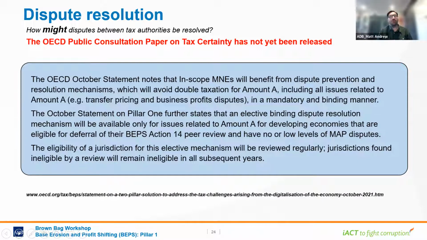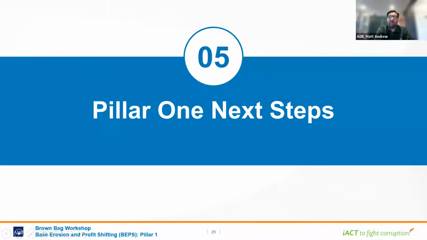And then we're still waiting on rules, as I mentioned, for the administration of the multilateral convention and the filing process, and also the tax certainty process. So as you can see, this process is still very much being built by the inclusive framework and the OECD. Let's move to the next slide.